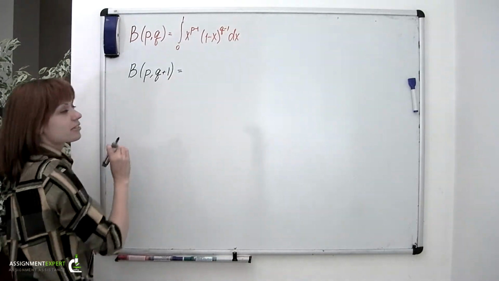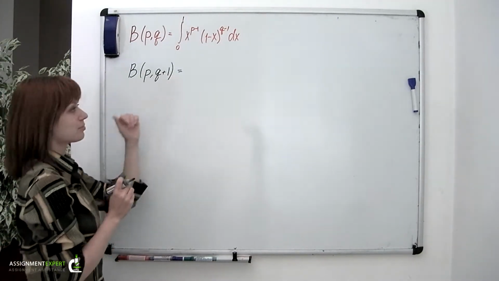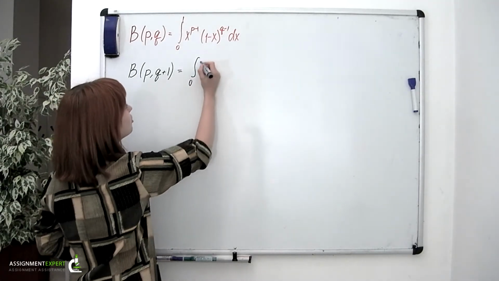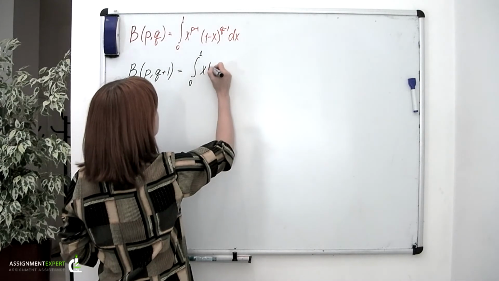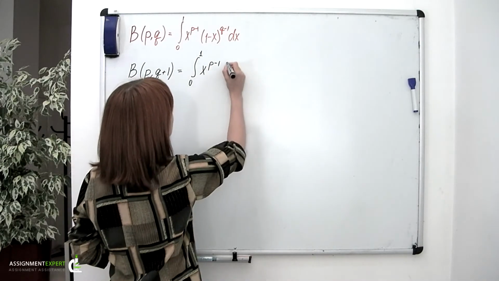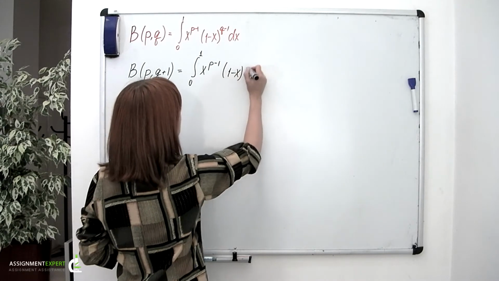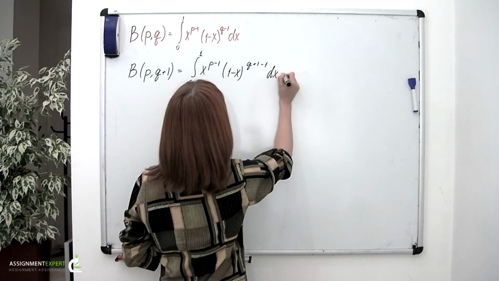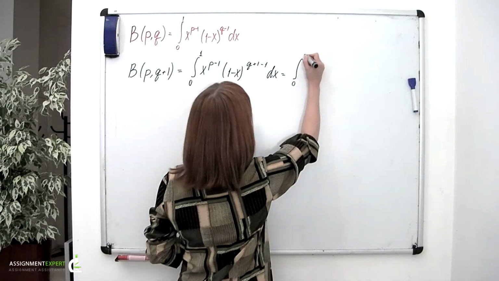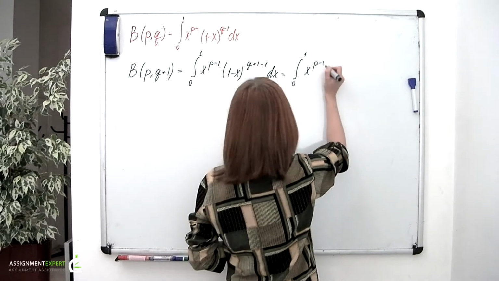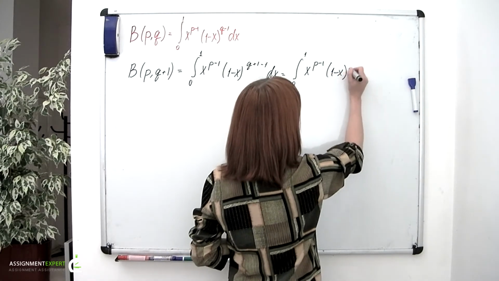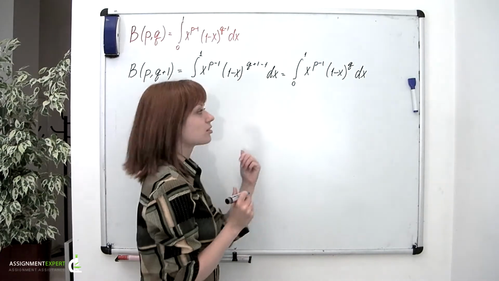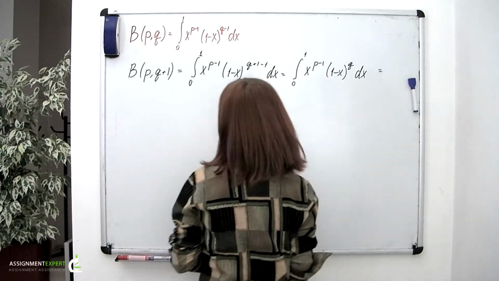So we're considering beta function with one of its parameters increased. And it is equal to the integral from 0 to 1 of x taken to the power of p minus 1 times (1 minus x) to the power of q plus 1 minus 1 dx, which equals the integral from 0 to 1 of x to the power of p minus 1 times (1 minus x) to the power of q dx. Now let's evaluate this integral using the rule of integration by parts.